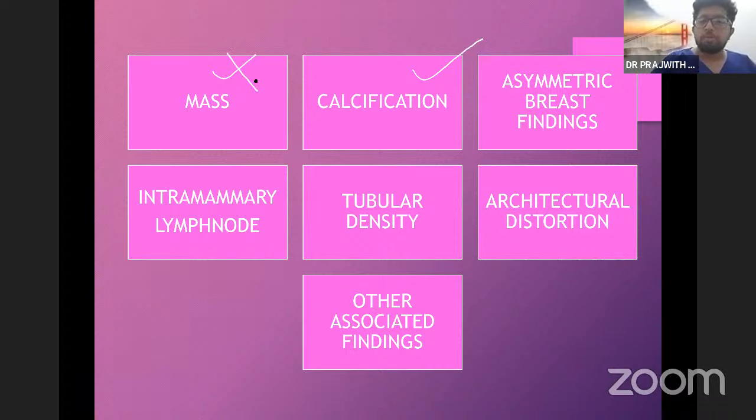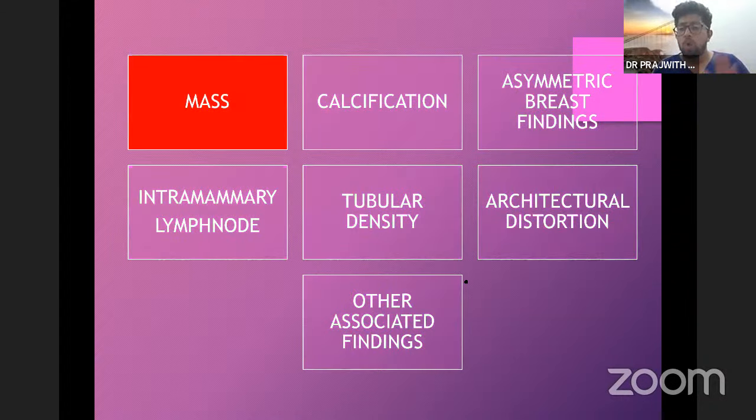When you cannot call it a mass, we can call it an asymmetric breast finding, or there can be an intramammary lymph node, tubular densities, architectural distortions, and other associated findings. Now, let's go one by one. First, let's discuss what a mass is.